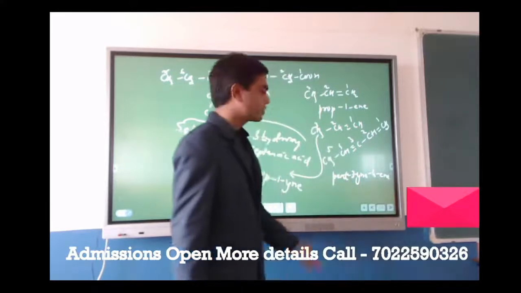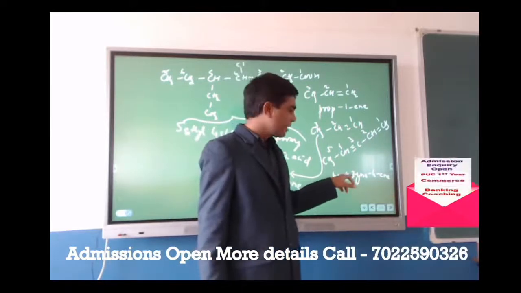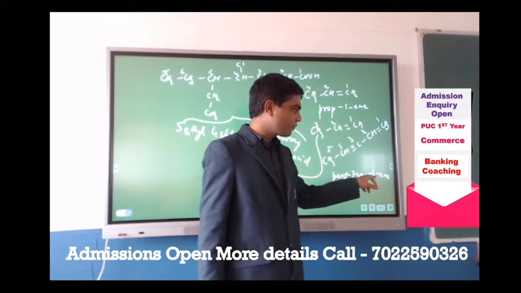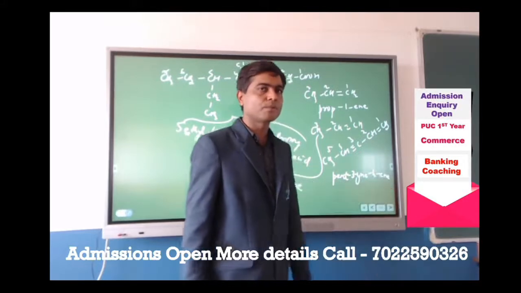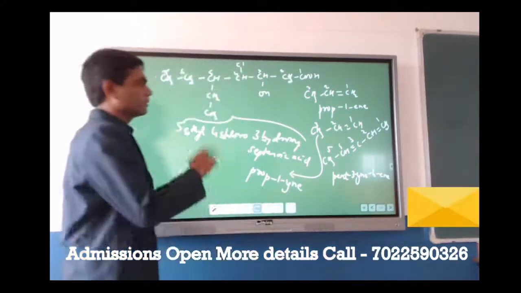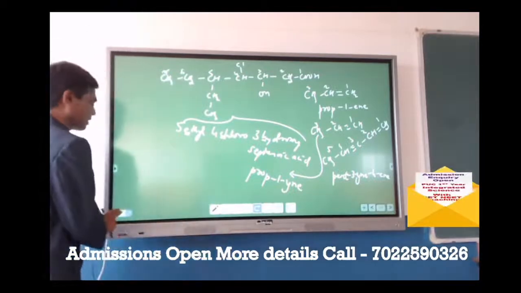What is the meaning of this one? The chain is pentane. It contains a triple bond at the third carbon and a double bond at the first carbon. The name of the compound becomes like this. Okay. So these were the few examples which again come under the rules.